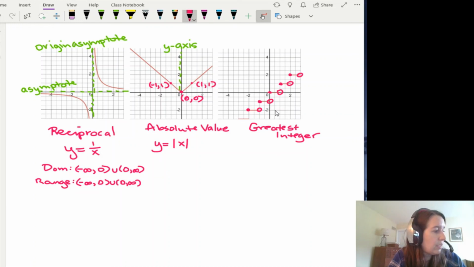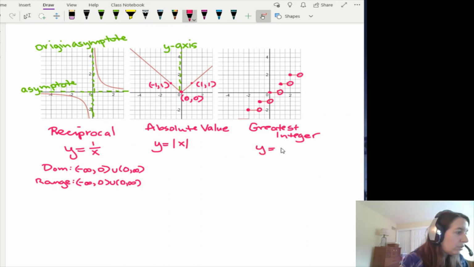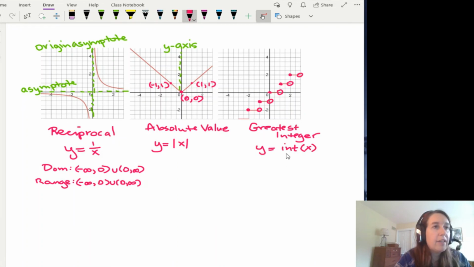Okay, so the greatest integer function, and the equation for that one is y equals int of x. Okay, and I think that's all we're going to say about that one because we don't really use it a lot in our further studies.